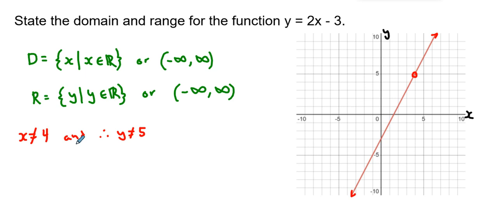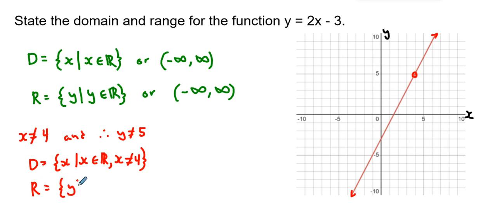Let's take a look at the domain now. We'd still have the set of x values such that x is an element of the real numbers, but now we'd put the restriction before we close the bracket. We simply state the restriction as x cannot equal 4. We don't need greater than or less than here because it's just one point that it can't be. It can be everything else. Similarly, for the range, we have the set of y values such that y is an element of the real numbers, and we put the restriction where y cannot equal 5.